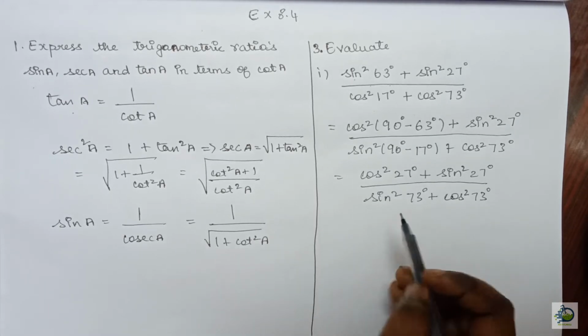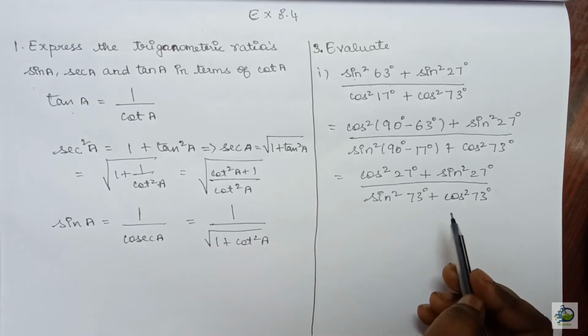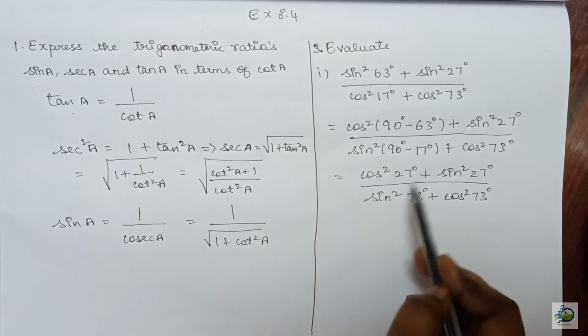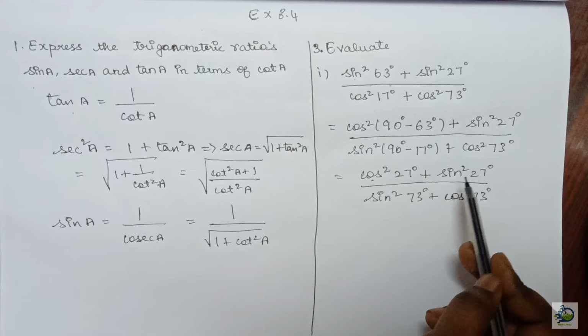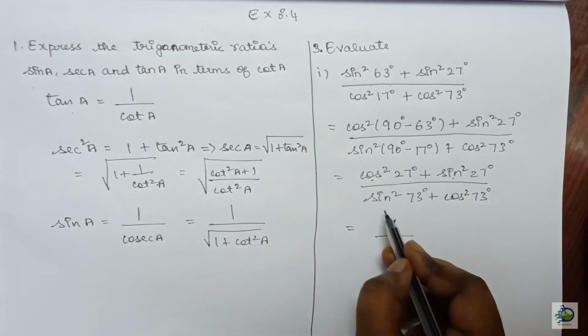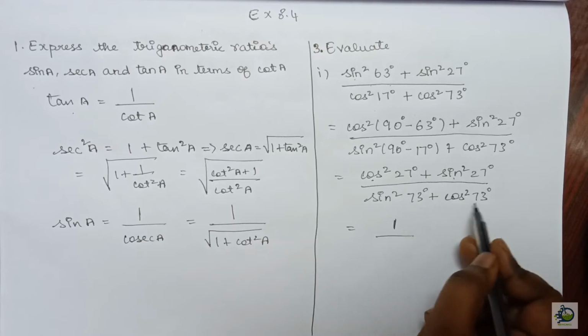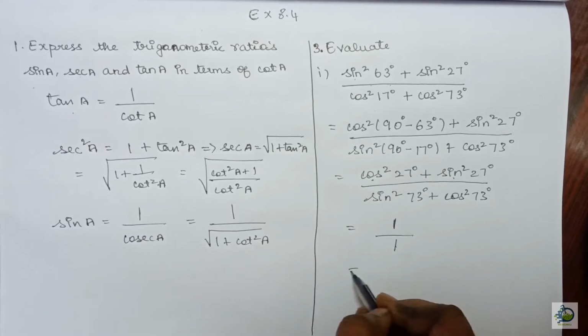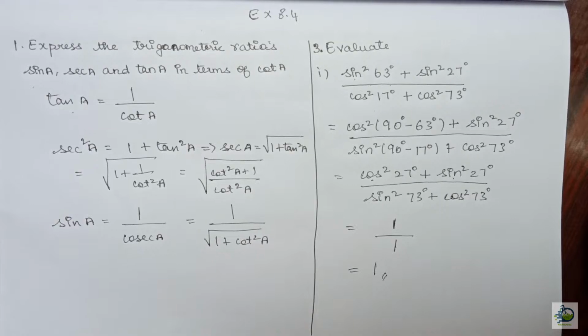We know by identity that cos square theta plus sin square theta is 1. So here you see that theta values are same. So cos square 27 degree plus sin square 27 degree is 1. And similarly sin square 73 degree plus cos square 73 degree is 1. So therefore 1 is the answer.